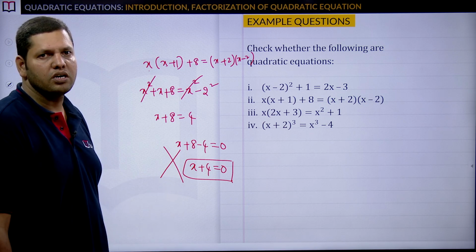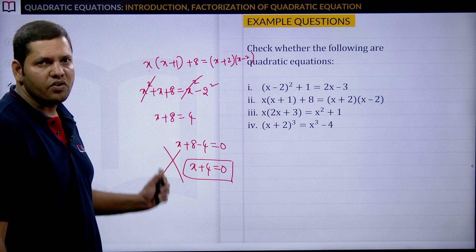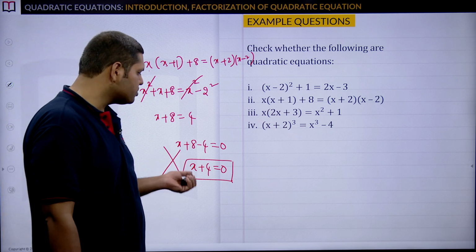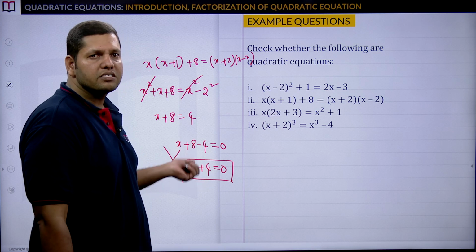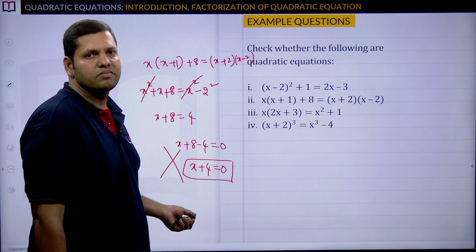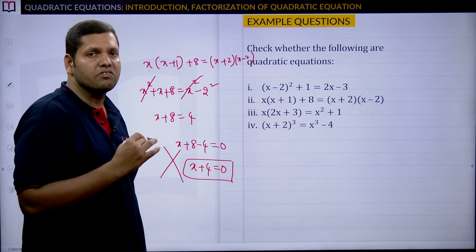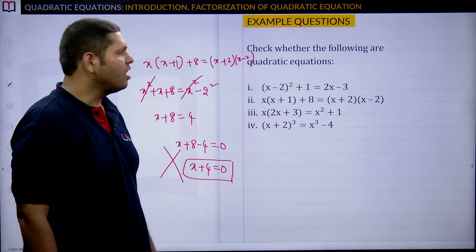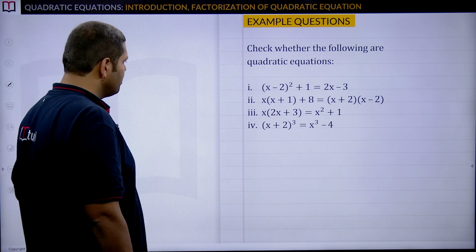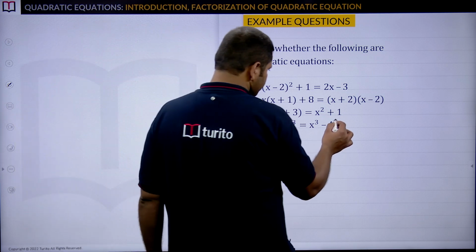Are you getting my point, children? So I cannot say it is a quadratic equation because I don't see an x square term here. So that's why it is not a quadratic equation. It is simply a linear equation, children. Now children, look at another example. We will discuss this example.